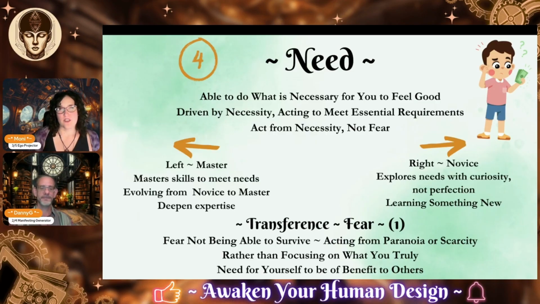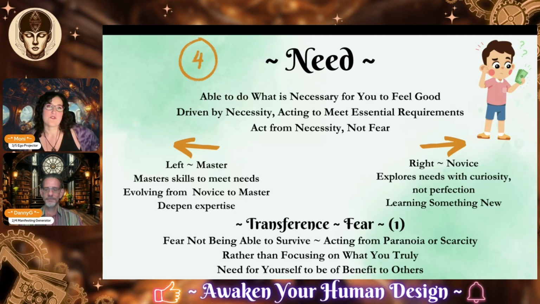For the fourth color motivation of need, the left arrow is master. It's about mastering skills to meet needs. They evolve from novice to master to deepen their expertise. And then on the right side, it's the trajectory of the novice. And that's about exploring needs with curiosity and not perfection. And it's about learning something new. And it's the whole pursuit of learning.